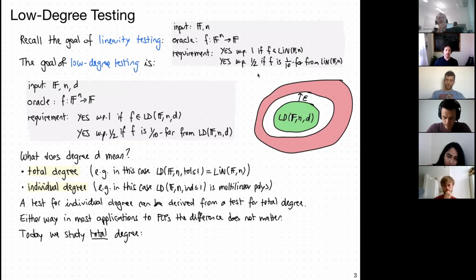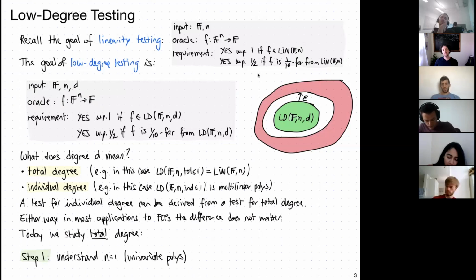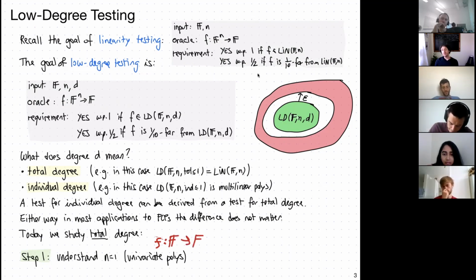Okay, so we're dealing with total degree. And what we'll do is we'll do it in 2 steps. The first step would be to first look at low dimension, namely dimension 1. So we'll just consider a function f from F to F, right? So we fix n to be 1. This is the simplest thing, and the reason we'll do that is because that's the clearest and cleanest setting.